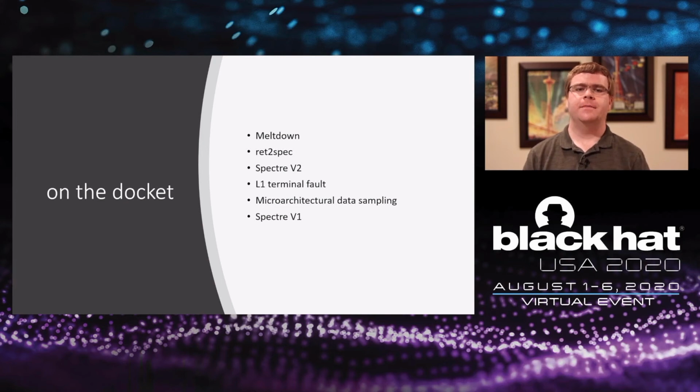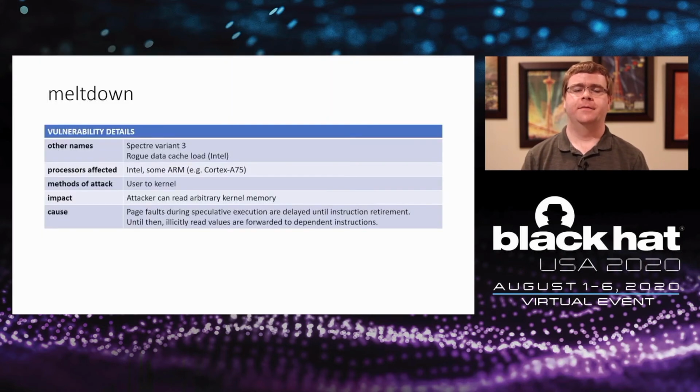Let's start with one of the most straightforward attacks, Meltdown. Meltdown affects a lot of Intel processors and some ARM processors too. In a Meltdown attack, a user process can cause the CPU to perform a speculative load of kernel memory, then leak that value through a cache side channel so that it can be read by the user process. This breaks the boundary between user and kernel mode.